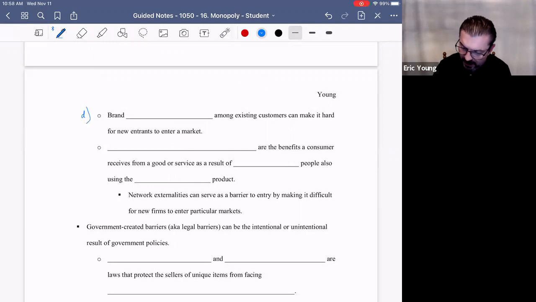Another potential natural barrier would be brand loyalty. There are some industries where there is really, really intense brand loyalty. And if existing customers in an industry have a lot of brand loyalty, it can be sort of hard for new entrants to enter the market. This also is why you notice lots of firms expend lots of money in advertising, in branding. They're taking these steps to foster and increase brand loyalty. This makes it much more difficult for new firms to enter, okay? So brand loyalty. And a final natural barrier is what we're going to call network externalities.